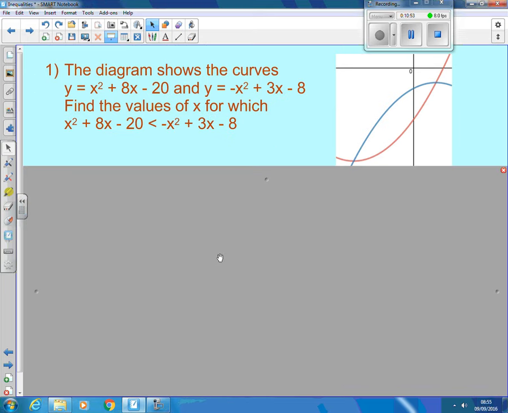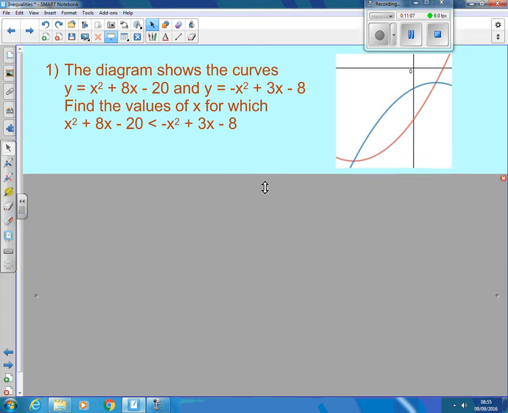Okay, let's do a couple of questions. First one, the diagram shows these two curves, y equals x squared plus 8x minus 20, and y equals minus x squared plus 3x minus 8. Find the values for which one of the curves is less than the other. Okay, well, the first thing we ought to have a look at is we need to find our critical values, and we also ought to know which curve's which.